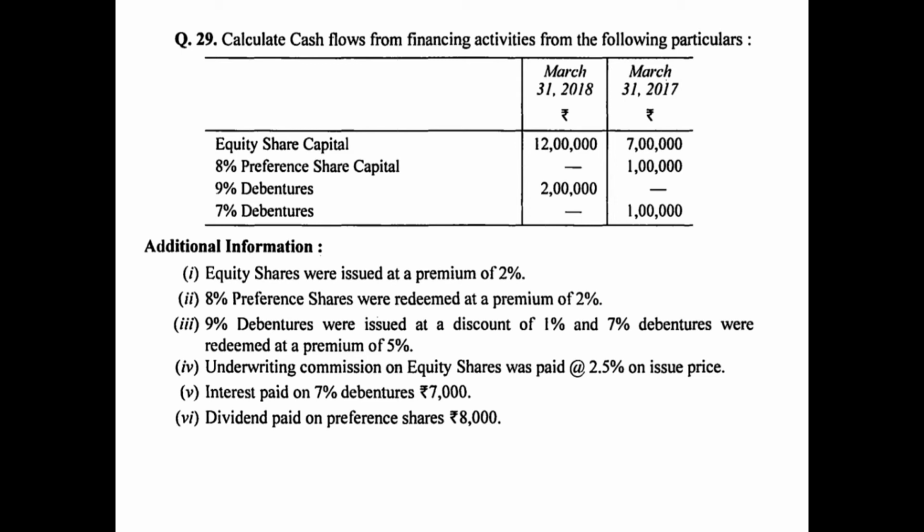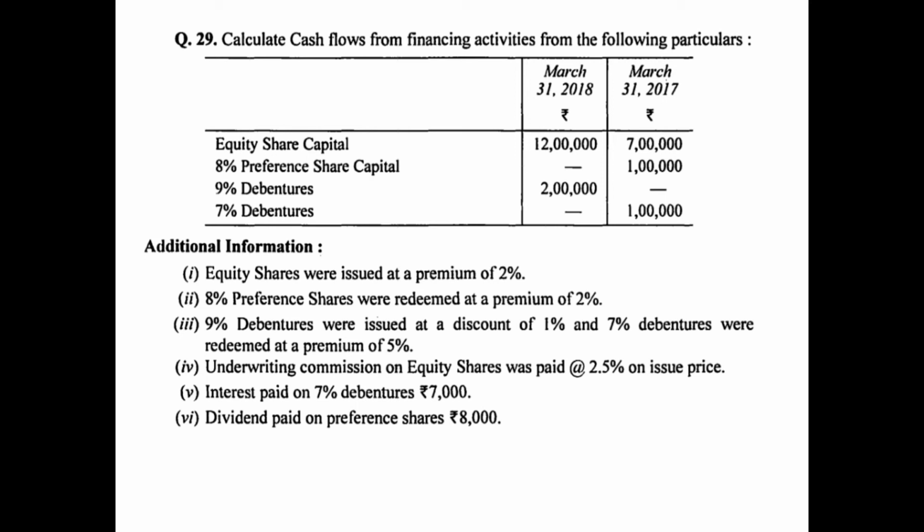Then the next point, interest paid on 7% debentures is 7,000. So interest paid on debentures, it is a cash outflow. It will be deducted under the financing activities. Then next, the last point, dividend paid on preference shares is rupees 8,000. Again, dividend is being paid on preference shares. It is a cash outflow under the financing activity. So it will be written like that.